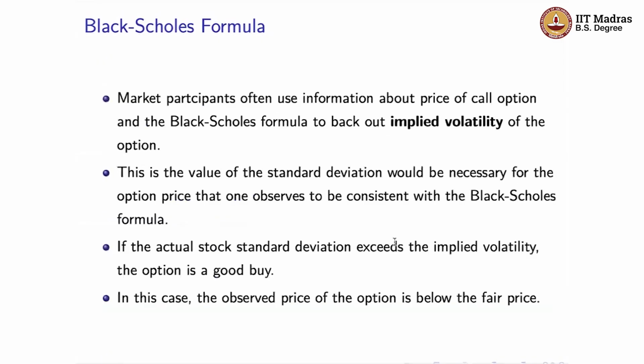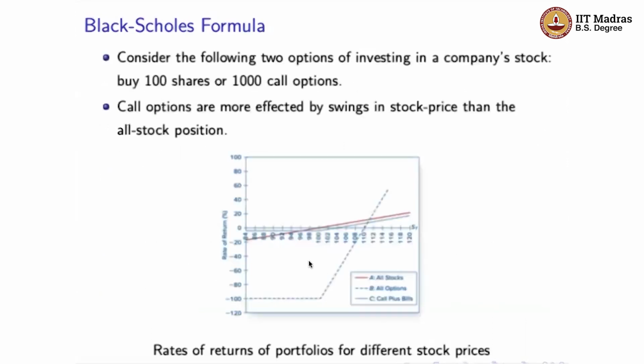And then one can compare this with the actual stock standard deviation. And if the actual standard deviation exceeds this implied volatility, then people interpret this as this option actually being a good buy, in the sense that the observed price of the option is below what should have been the fair price. So it's underpriced, and hence it makes a good idea to purchase this option.